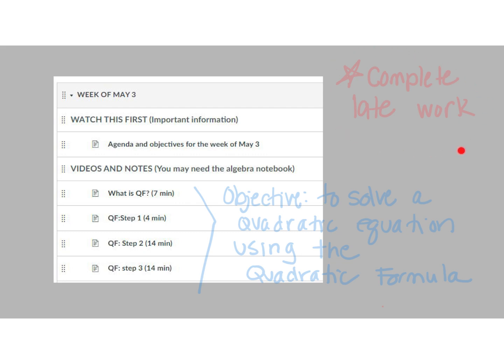Okay. For this week, we will be learning to solve a quadratic equation using the quadratic formula. So the first thing that you will see here is that we have 4 different videos. We will start with what is the quadratic formula, which tells us what it is and when we use it.